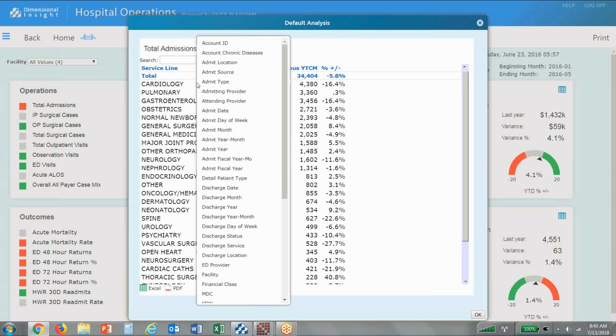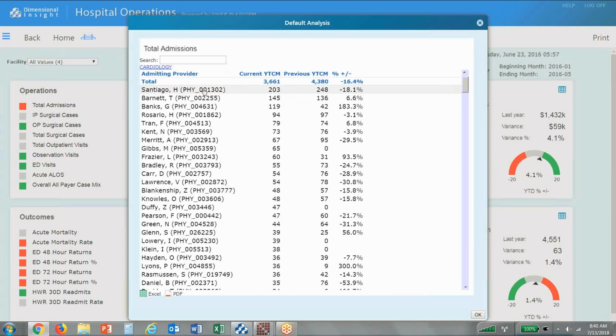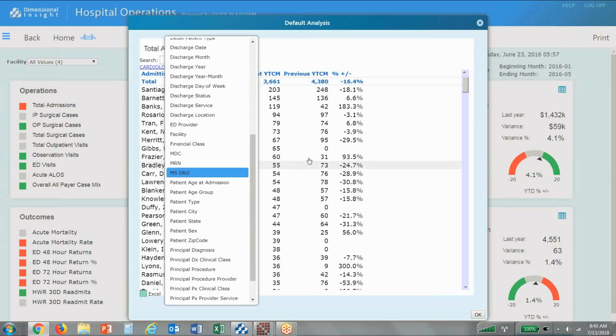Now, there's probably something more to that. If I look at the trends among admitting providers, I also see that the highest volume admitting provider is down 18%. And I can continue that process through literally thousands of combinations of dimensions. We call that diving the Dimensional Insight way.